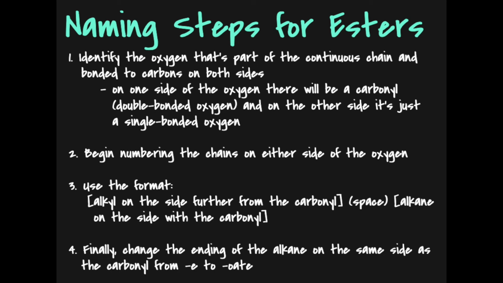Once that's done, identify the side that's further away from the carbonyl group. That would be the alkyl group, the first part of the name. Once that's done, you'll add a space and then name the parent alkane, which is on the side with the carbon double bonded to the oxygen. The substituents would be named accordingly to whether it's on the alkyl chain or parent chain. Once that's done, you'll combine it all together and you would change the ending of the parent chain from E to O8.